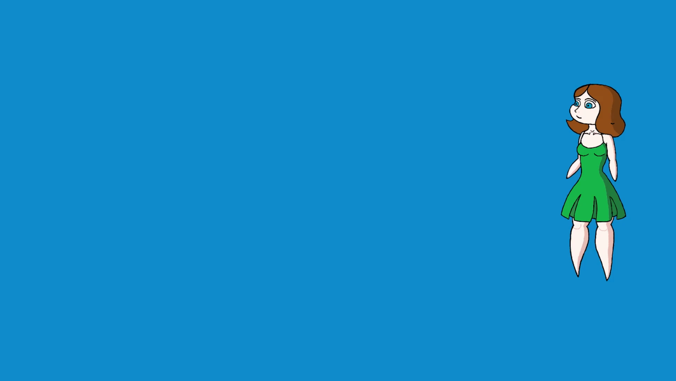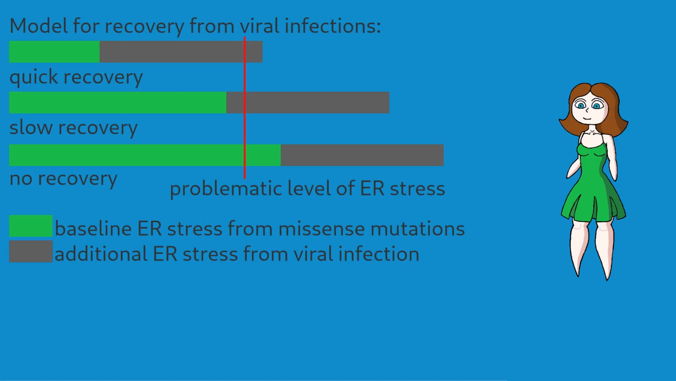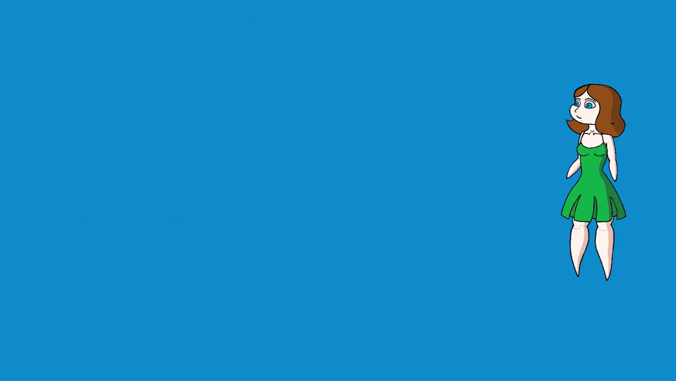This accumulation may occur slower or faster, depending on the number and severity of missense mutations in a patient. The rate of recovery from viral infections may then be described as a factor of the baseline of ER stress caused by a patient's missense mutations and the severity of the viral infection. In this way, ER stress bridges the gap to genetic risk factors.